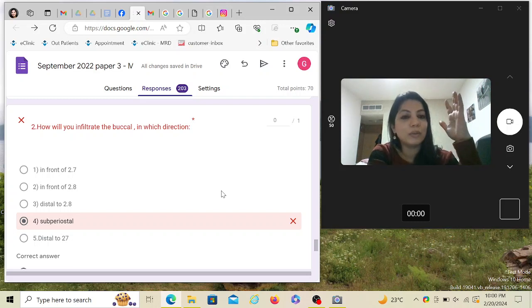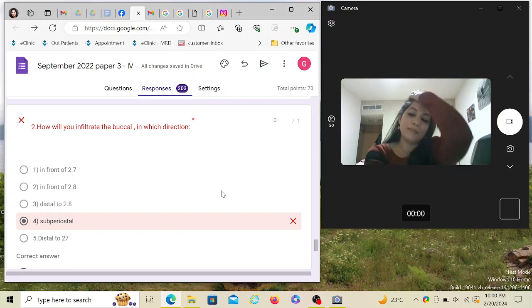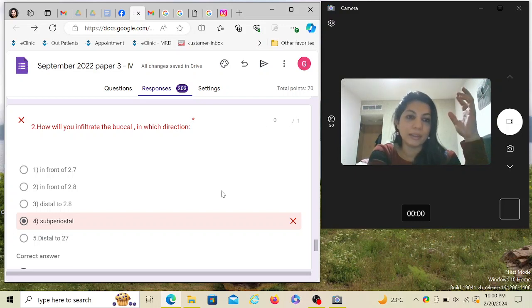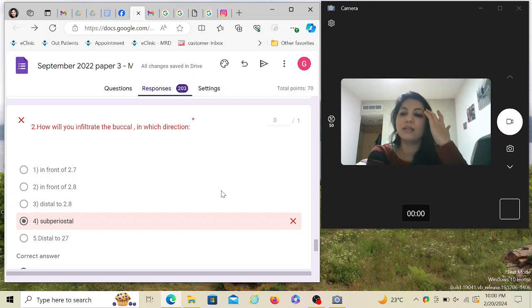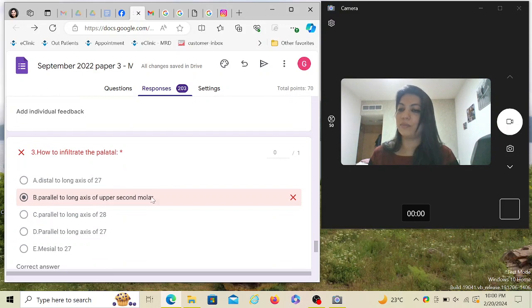Now, in front of 2.8 is not proper vocabulary. It should be apical to 2.8. But yeah, these were the options given in the exam, which was told to me by the other candidates, so I went with that. Apical to 2.8, it should be the right answer. The rest, you all are clinicians, you have given local anesthesia, it's a no-brainer. So let's move ahead.